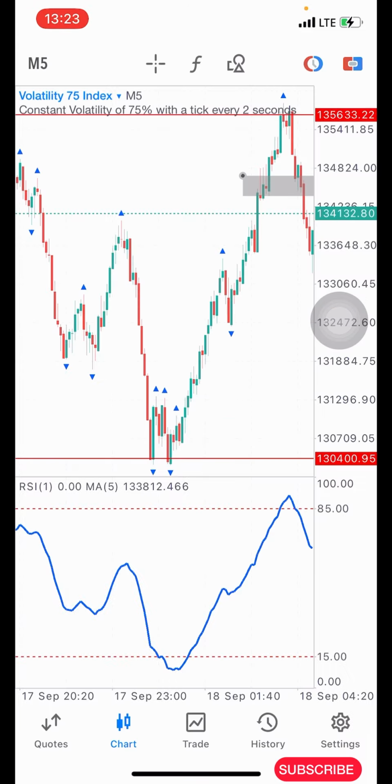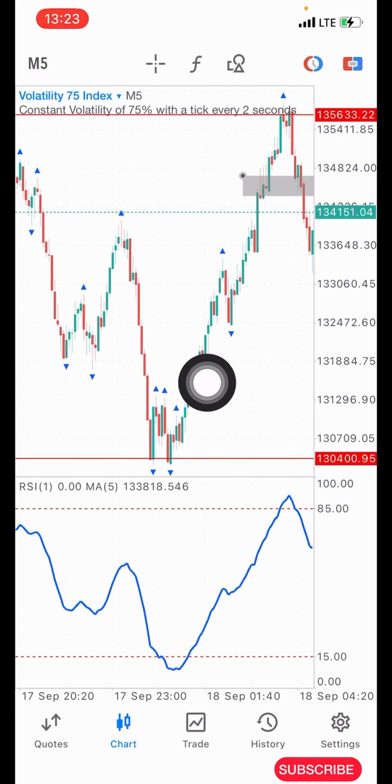Right, you click on done. So for the fractal setting, you use the default setting. You can use any color of your choice. You use the default setting and you are good to go. Now you can see the fractal showing on our chart, this small dot you are seeing there.